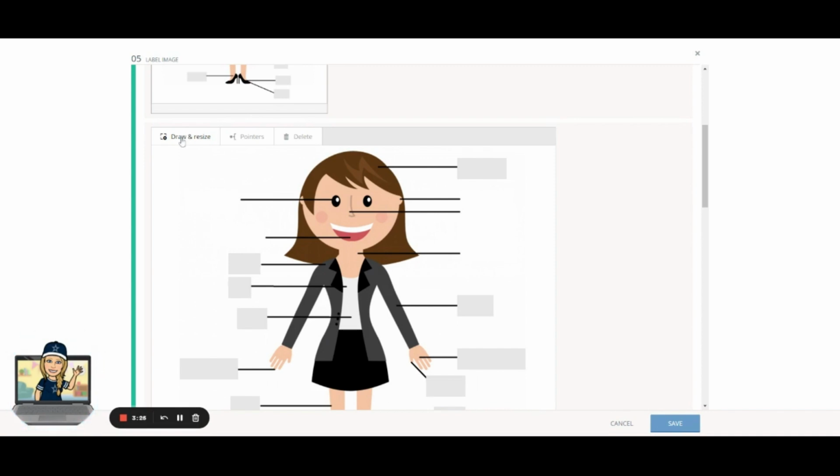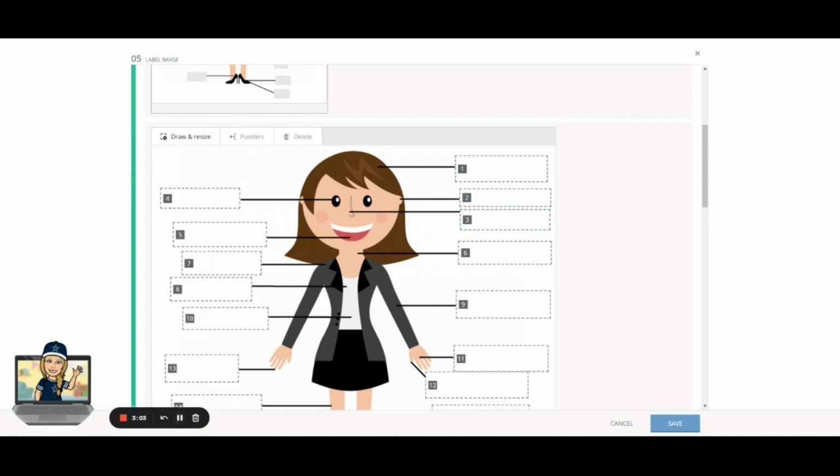So I'm starting on this draw and resize, and I simply click and drag to make a response box. I can make this response box bigger, smaller, whatever. And I would complete this process for all of the places that I want my students to label. So click, drag, and create that response box. Now that I have all of my response boxes completed, you can move these around, so maybe this one wasn't quite where I want it to be, you can click these and move them. You can reshape them as well.